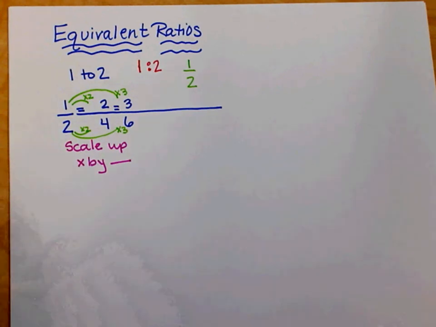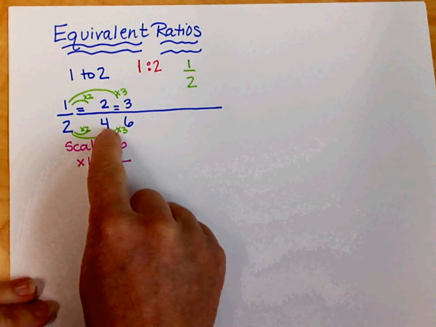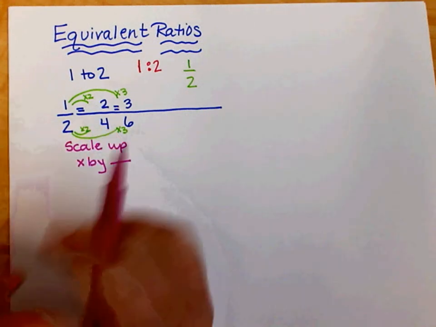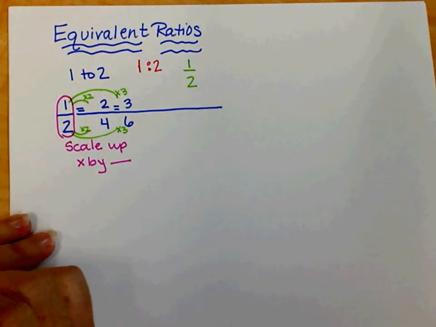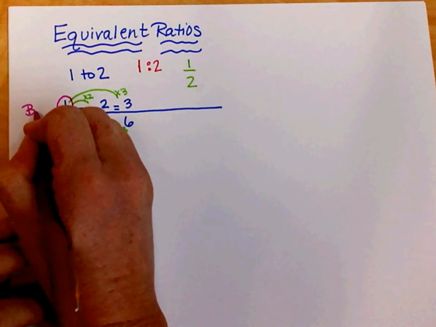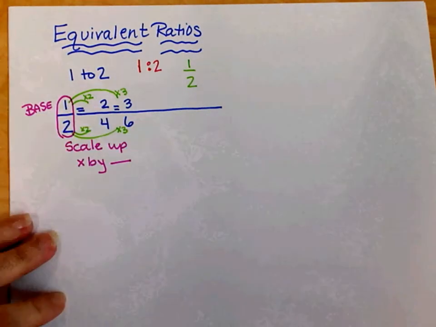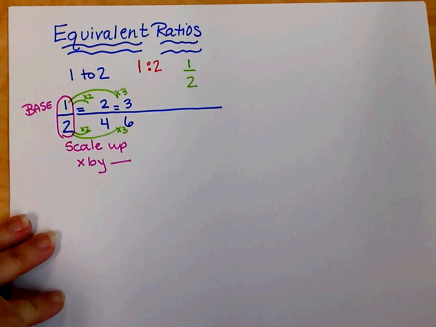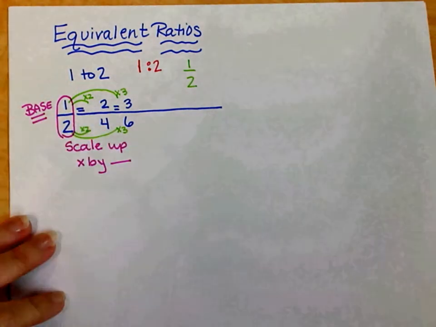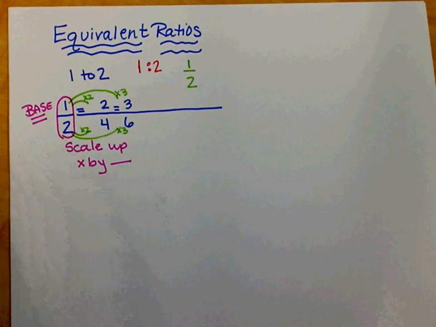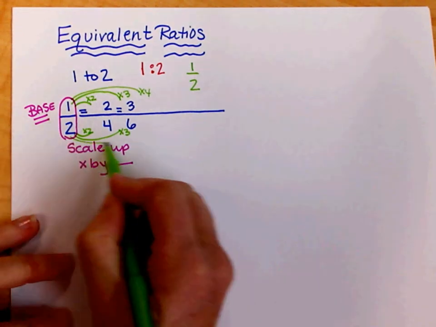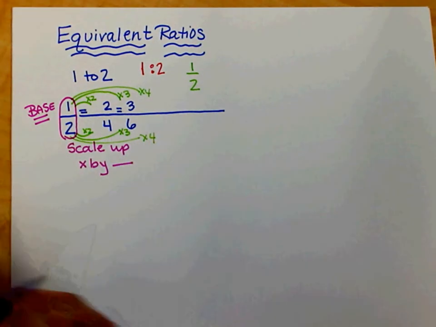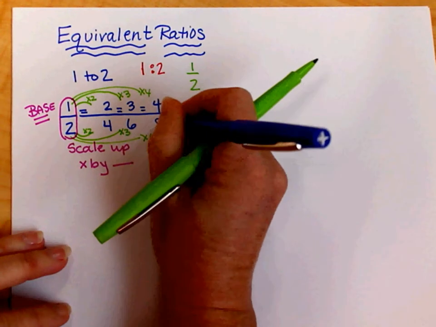Now notice that every time I build this table, I don't go to the neighbor next door, but I go back to the very beginning. This beginning ratio, which is reduced, is known as my base ratio. We cannot build this table of equivalent ratios without the base ratio. So let's continue to build. We're going to say multiply by 4. Multiply by 4. And we get an equivalent ratio of 4:8.